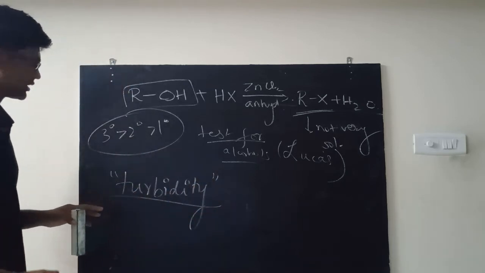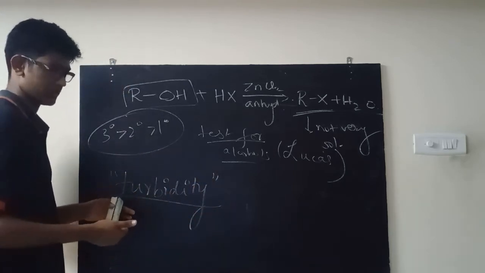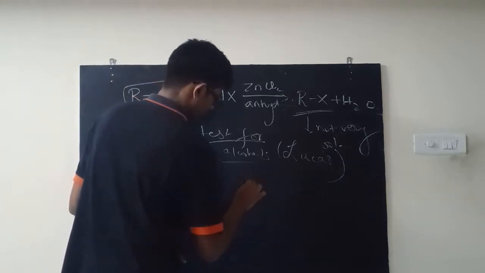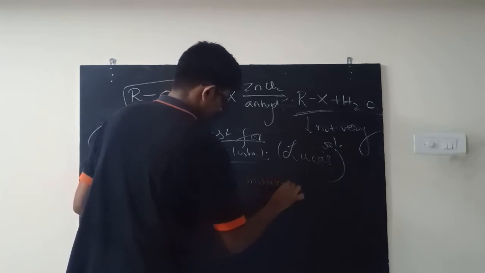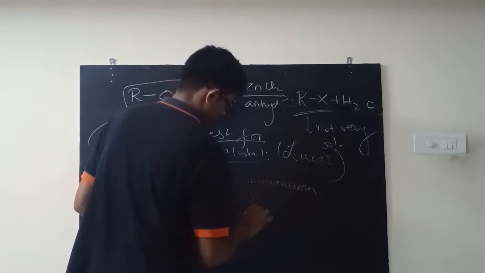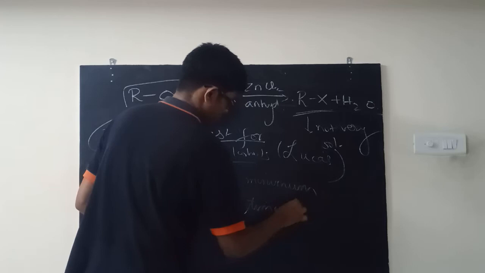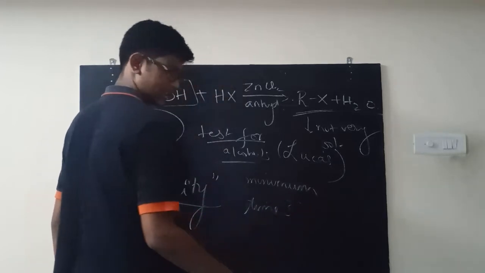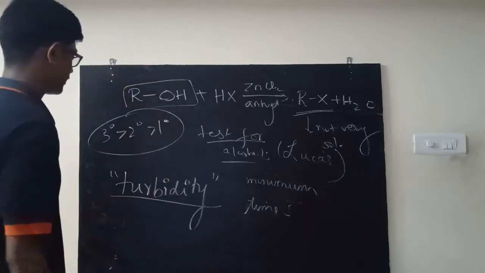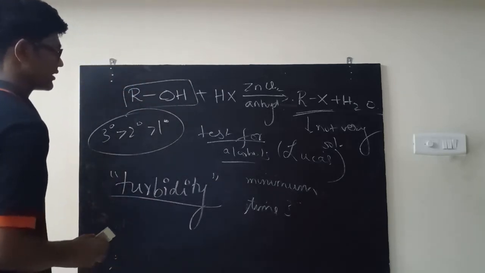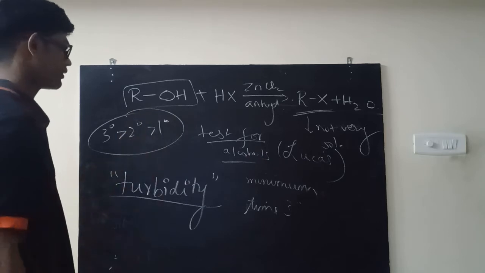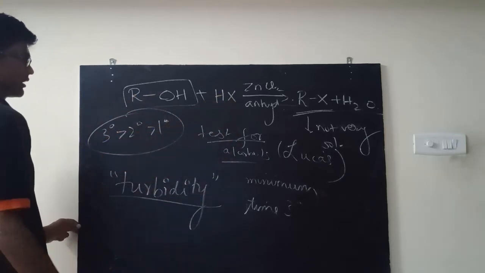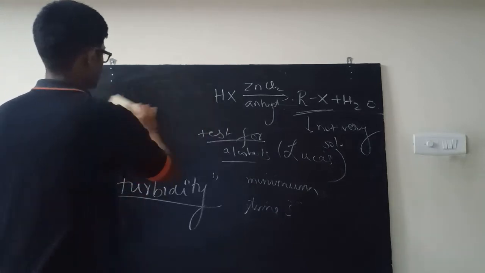So basically, you measure the time it takes for turbidity to occur. And since tertiary reacts fastest, you will see that it takes minimum time for tertiary. Then it takes about 5 to 10 minutes for secondary, and about half an hour for primary, right? So that's another test for alcohols, because alkyl halides are not very soluble. Okay, so that's the story about solubility here.